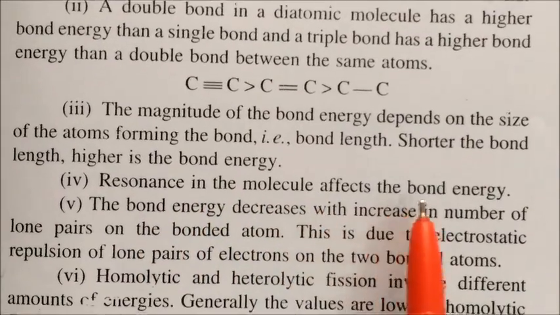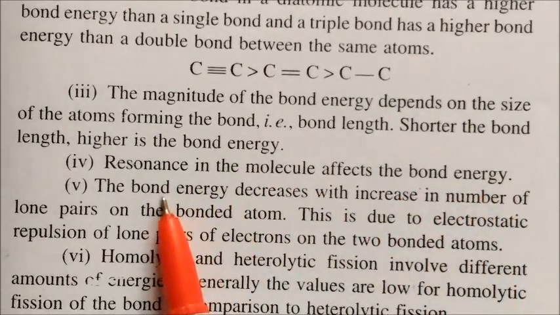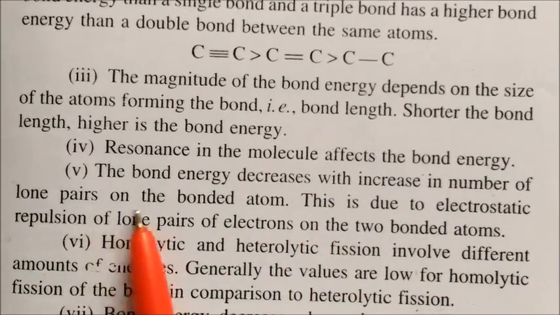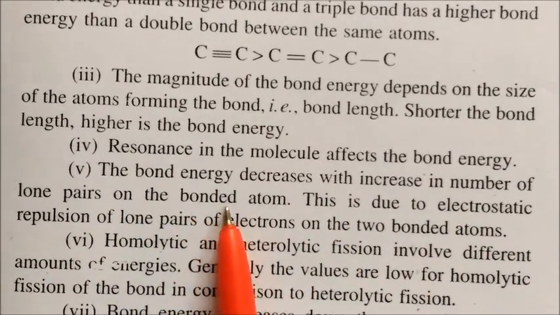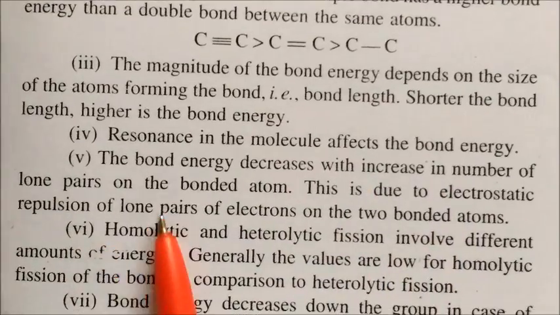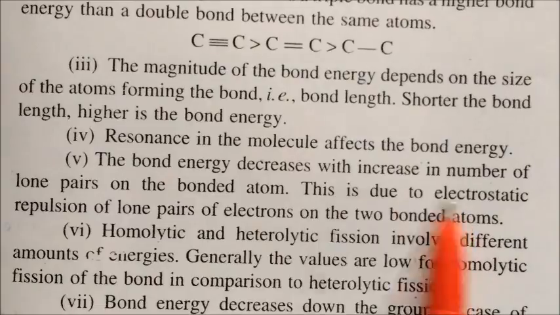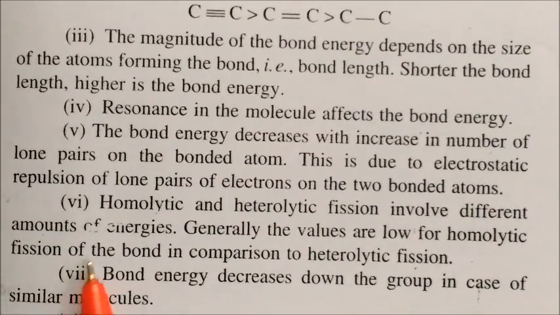Resonance in the molecule affects the bond energy. Bond energy decreases with an increase in the number of lone pairs on the bonded atoms. Why? Because of the electrostatic repulsion between the lone pairs of electrons on the two bonded atoms. That's why bond energy decreases.